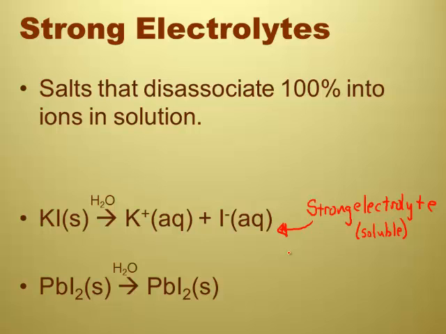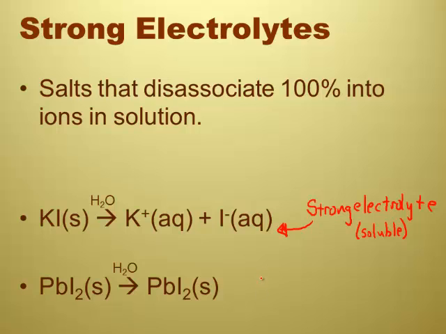Well, let's see now. According to the solubility rules, if I read them correctly, it's soluble. Yep, it's soluble. Potassium is a group 1A element, so it is definitely soluble. So if it's a soluble salt, it's going to be a strong electrolyte. If it's a strong electrolyte, it's a soluble salt.